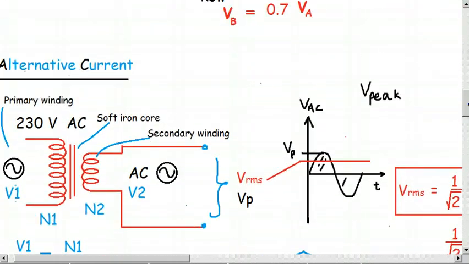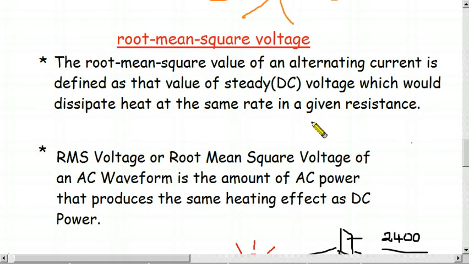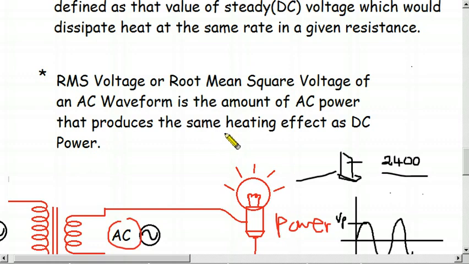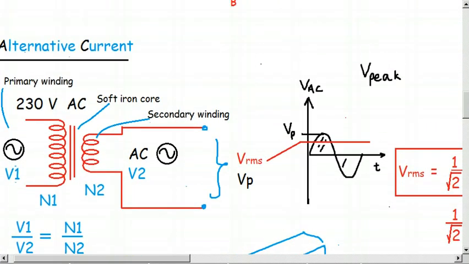You can't just say it is the mean voltage or steady voltage, because you must say the word power. Dissipate heat at the same rate. Heat at the same rate means power. Either you have to use the word power or heat rate. Rate means power. Here they have said heating effect as power. They have used the word power, so you must use the word power. Otherwise, if you just use voltage, you can't get marks, because it is based on power.